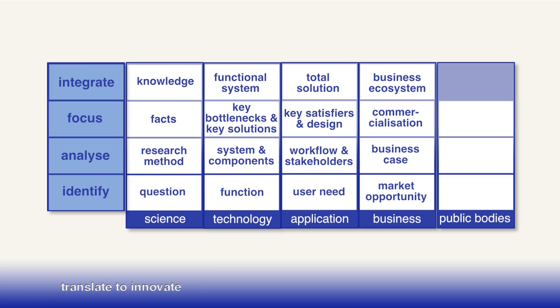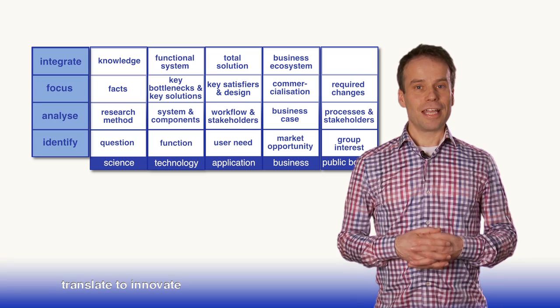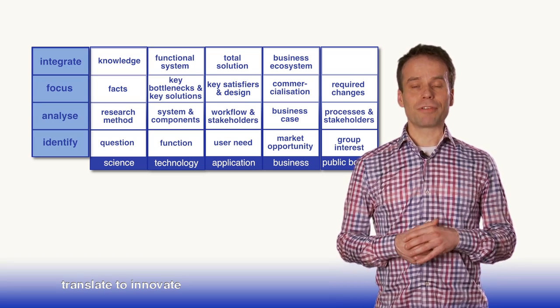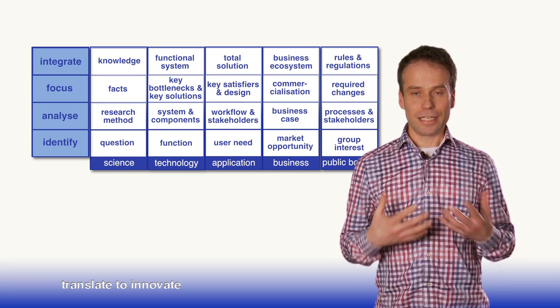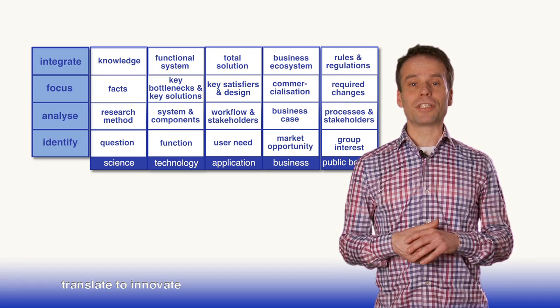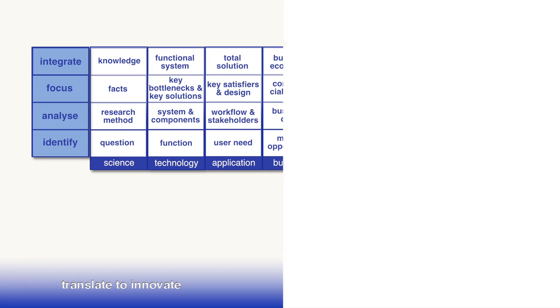Another very important column is the column of public bodies, such as regulatory authorities, governments, NGOs, and worldwide organizations such as the United Nations. Public bodies represent certain groups and are motivated by the group interests. They analyze processes and stakeholders and focus on things that need to be done and changed in order to serve the interests. A key output of public bodies are rules and regulations in order to control and change societal processes. And in that way, public bodies set very important boundary conditions for technological innovations.